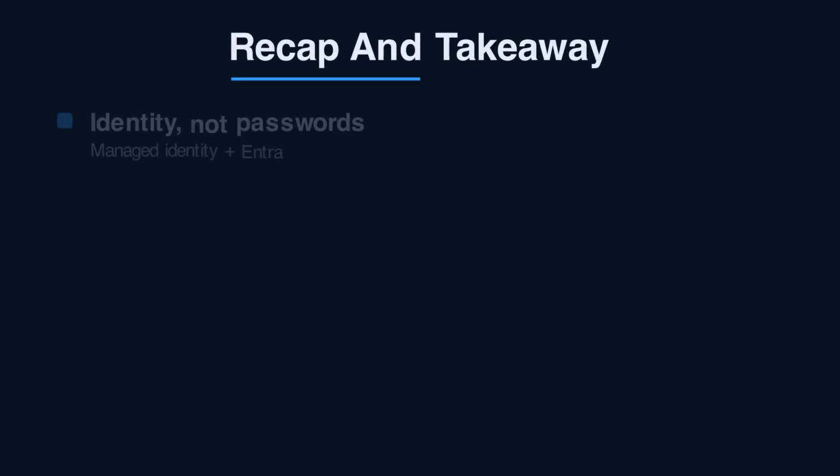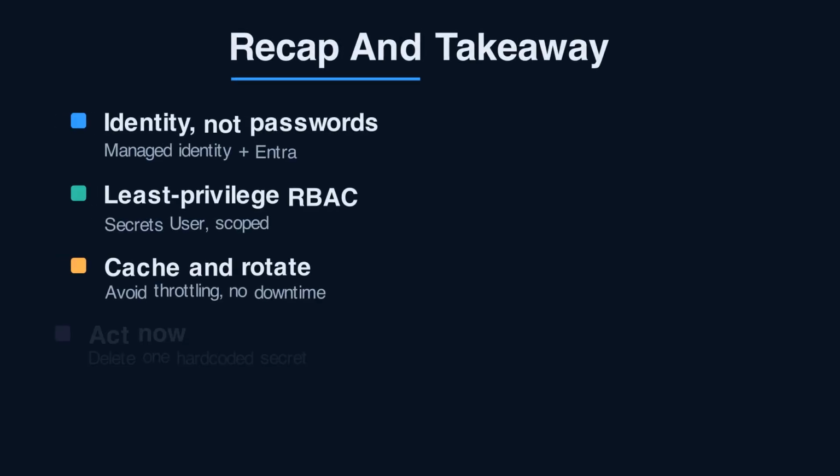Let's tie it together. Managed identity removes the bootstrap secret entirely. Entra issues short-lived tokens. Key Vault stores values and enforces RBAC. Caching protects you from throttling. And versioning plus Event Grid gives you rotation without downtime.